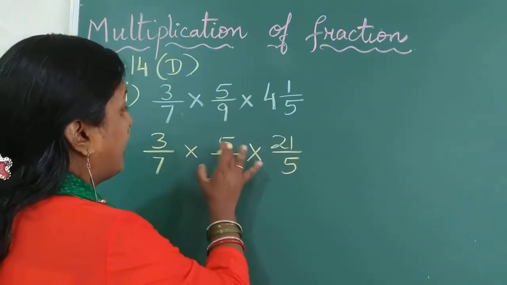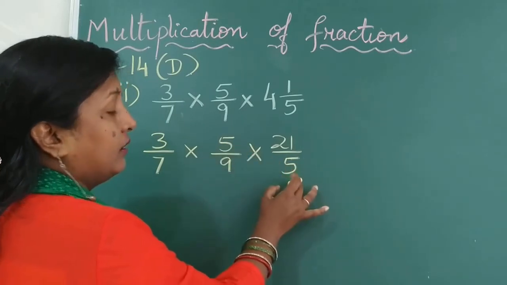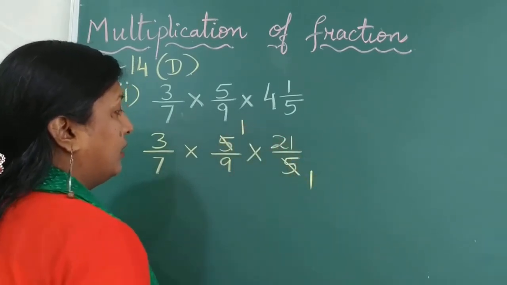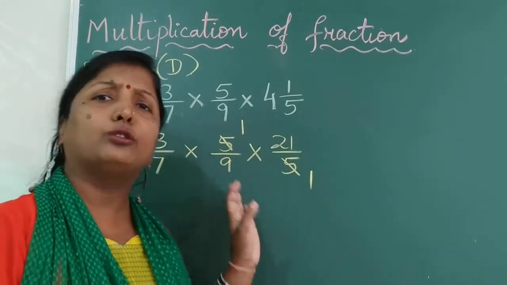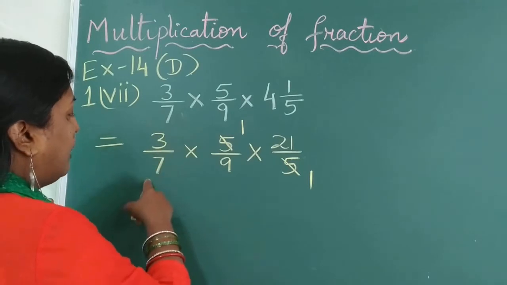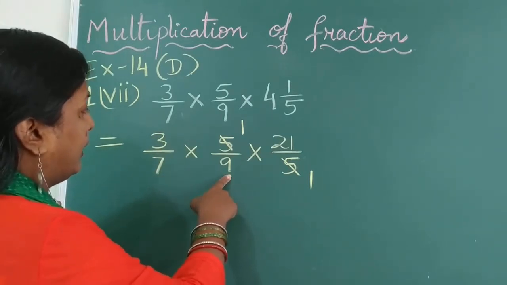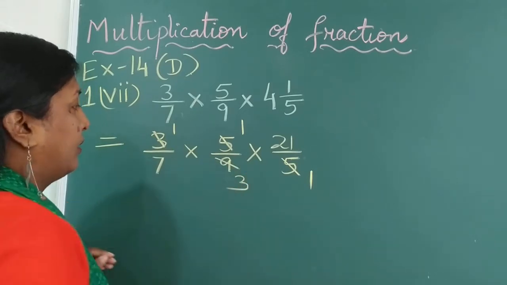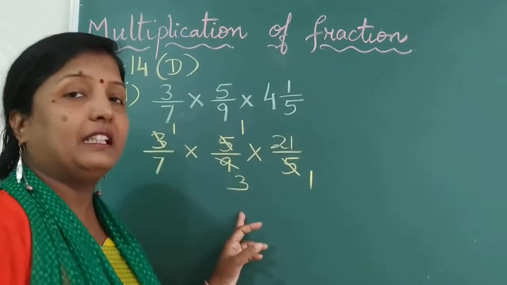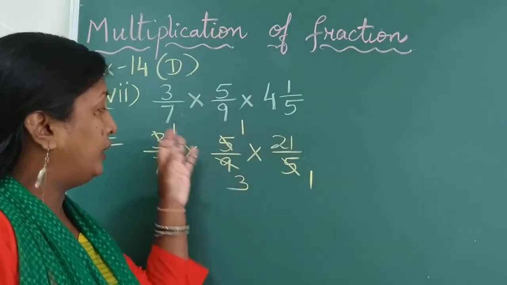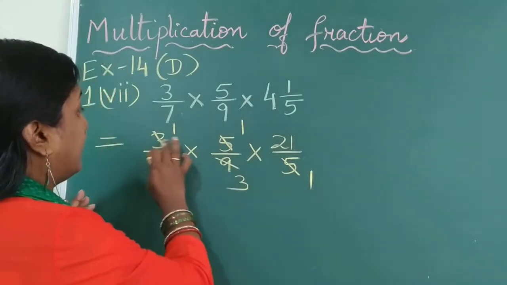Here I can see 5 and 5 are common. So 5 ones are 5, 5 ones are 5. Now it's not hard and fast that you should start with 5. You can start with 3. Do we have a common factor for 3 here? Yes. 3 ones are 3, 3 threes are 9. Both 3 and 9 had a common factor 3, so we divided with 3. Let us see any more now.